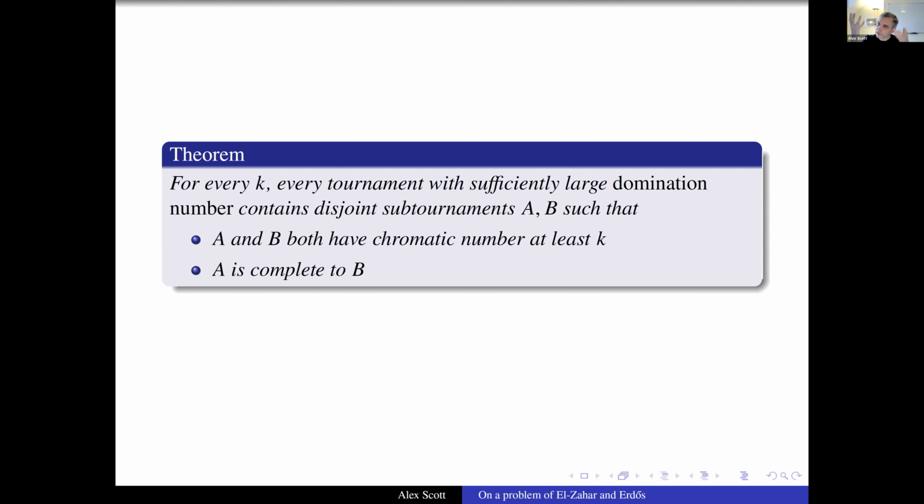Okay, and there's an interesting interplay and comparison between large chromatic number and large domination number. They interact in interesting ways.